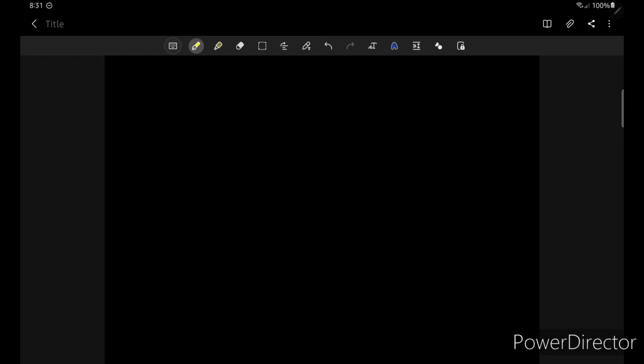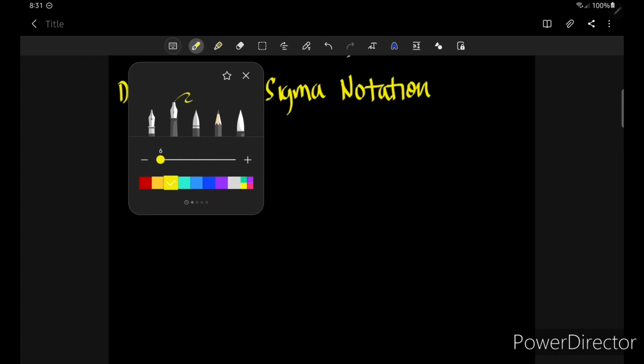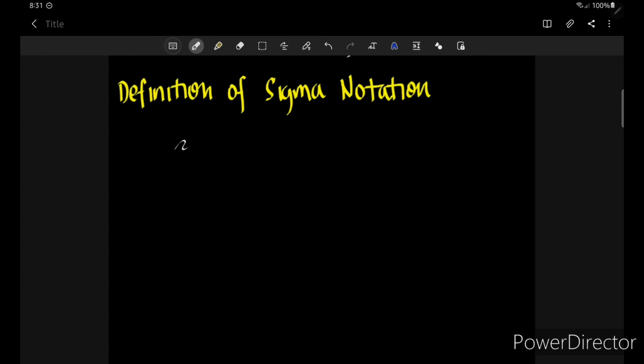So, allow me to define what sigma notation is. Definition of sigma notation. We will use a Greek letter called sigma, of course, that is why it is called sigma notation. So, our sigma notation looks like this.